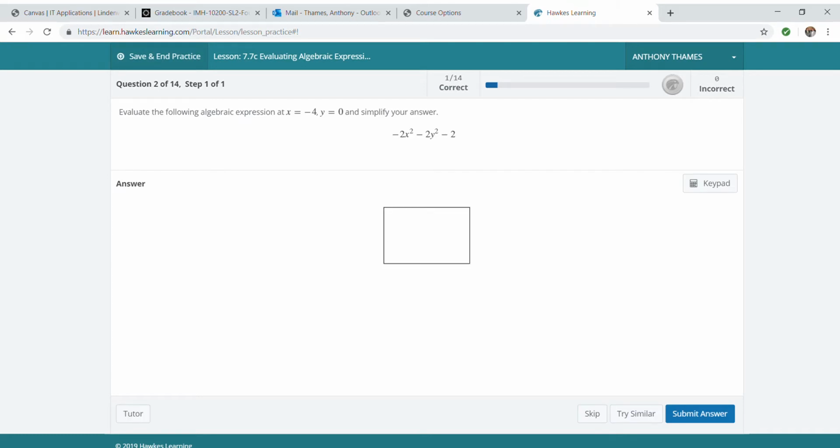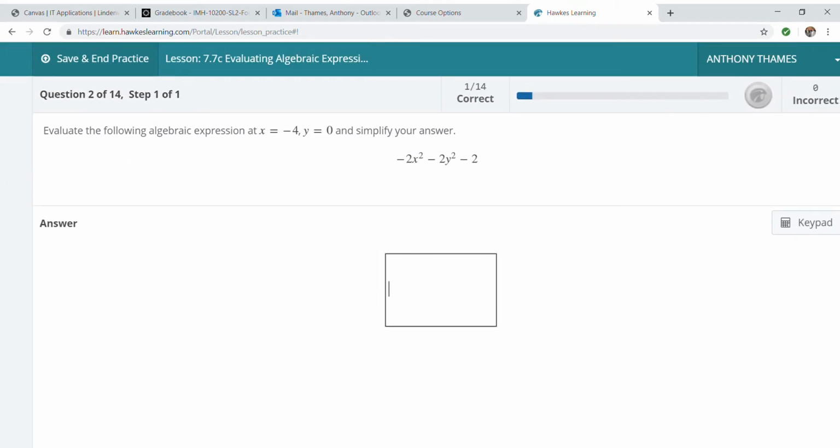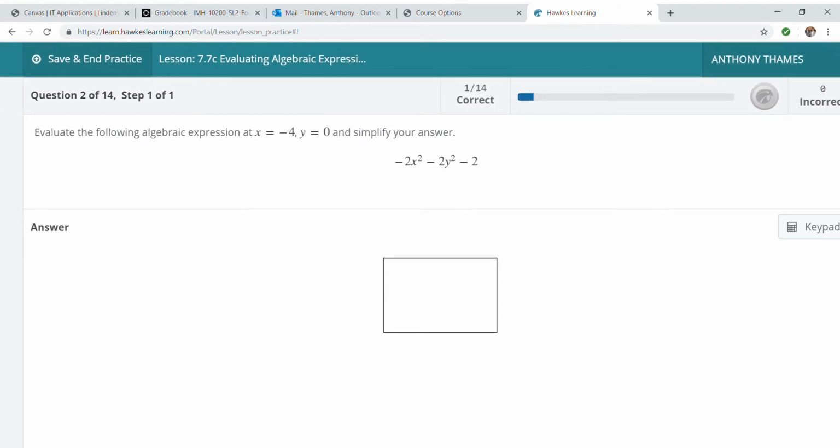Let's try another one. This is what these are going to look like. Evaluate the following algebraic expression at x equals -4 and y equals 0. All right. So once again, you have -2 parentheses -4, close the parentheses, put the exponent on the outside, minus 2 parentheses 0 squared minus 2.